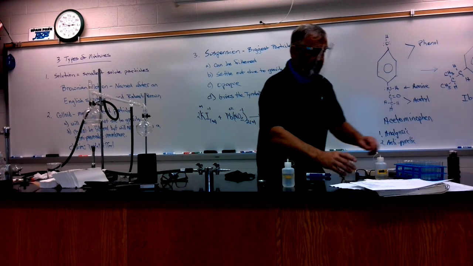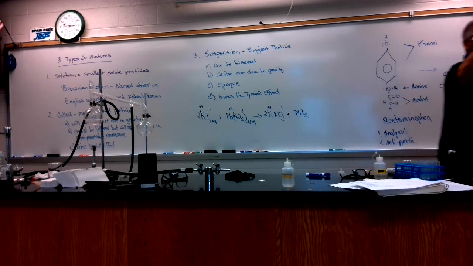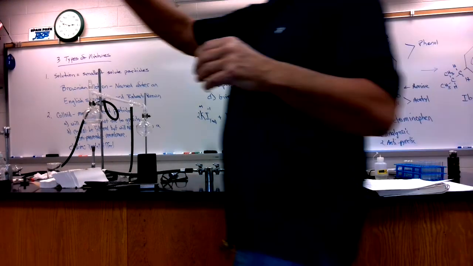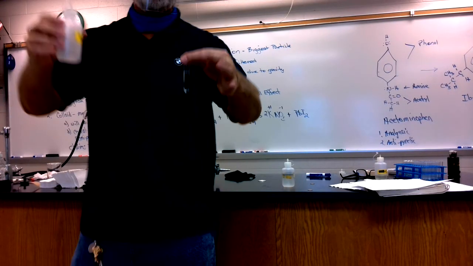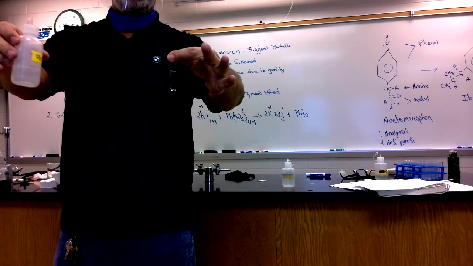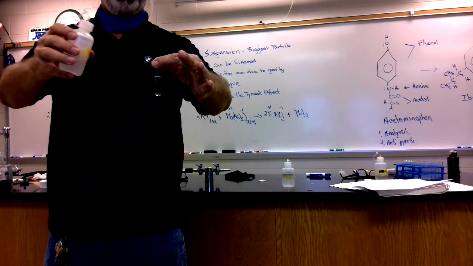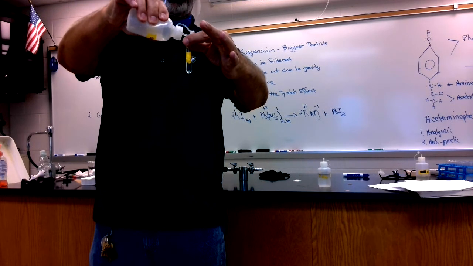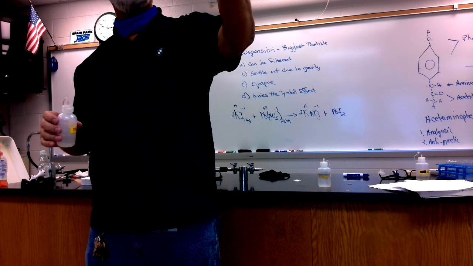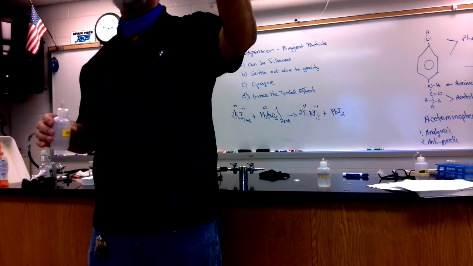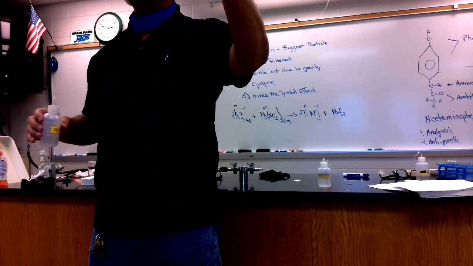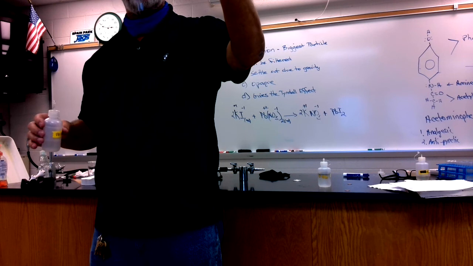Here's my lead nitrate. Okay? So you can see the lead nitrate is also a clear colorless solution. Okay? And so when we mix this, you get a bright yellow, but notice now how it's gone opaque. It's cloudy. That's an indication that a precipitate has formed. It's now a suspension.